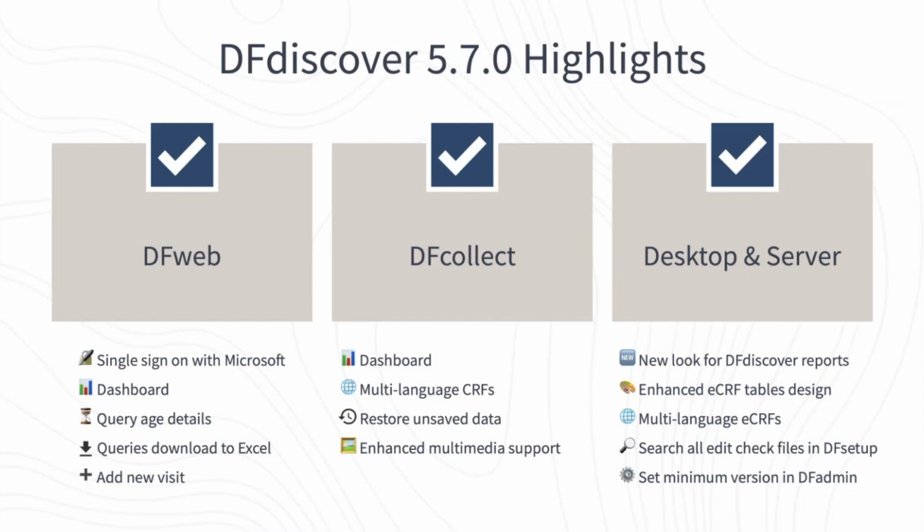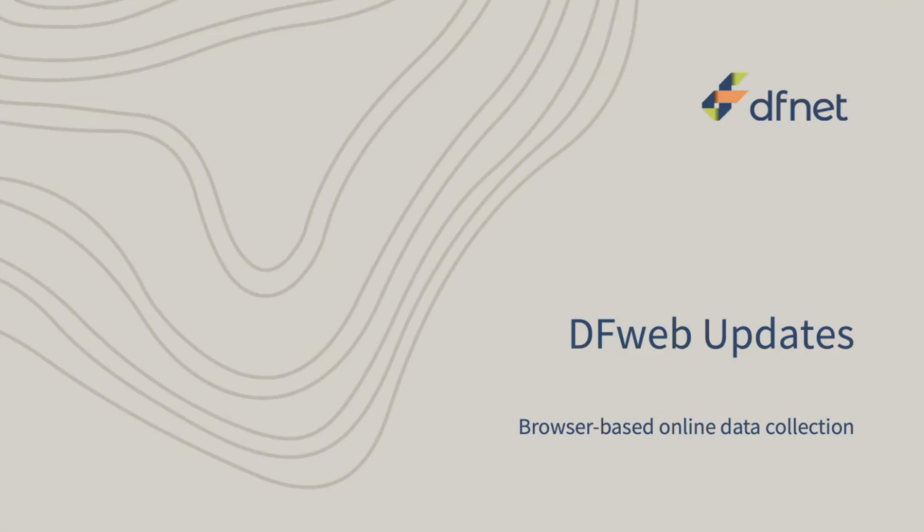So we're going to go over all the highlights by the different product types. We're going to start off with DF Web. Tinashe will take us through those changes. Busi will take us through the DF Collect changes, and then Carolyn will share with us the new features we've added to both the desktop apps and the server. So now I'll turn it over to Tinashe to start off with DF Web.